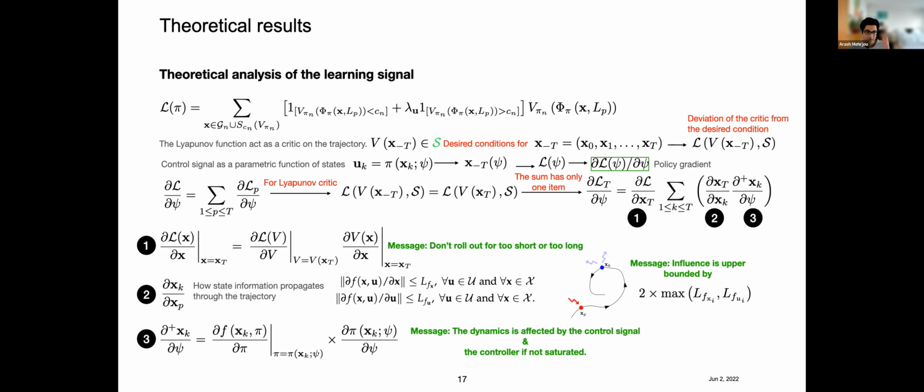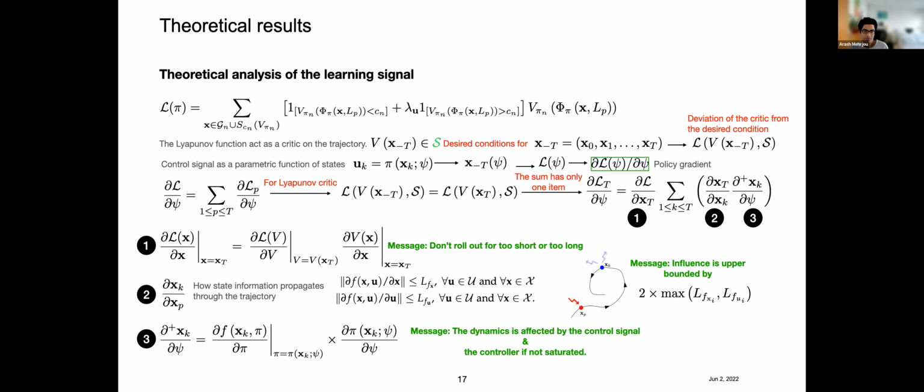And the last term in this gradient of the loss function is how the dynamics is affected by the controller, and how the controller is affected by its own parameters. The way that the dynamics is affected by the controller is not in our hands, because it depends on the controller parameters, or the physics of the closed-loop system.